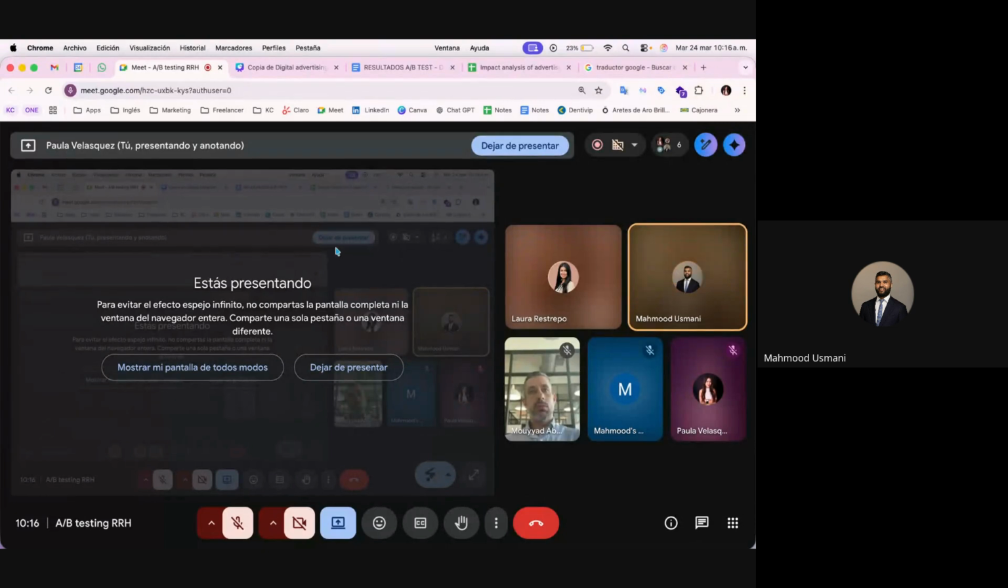So I think both things can be true. I think we can acknowledge that the ads are driving leads and activity, and that's great.